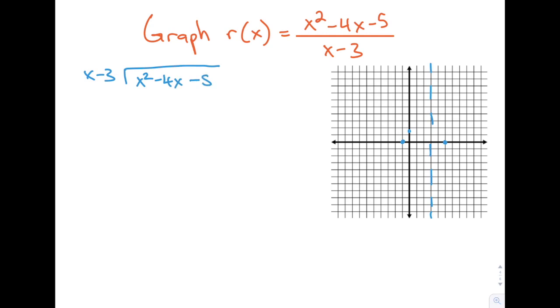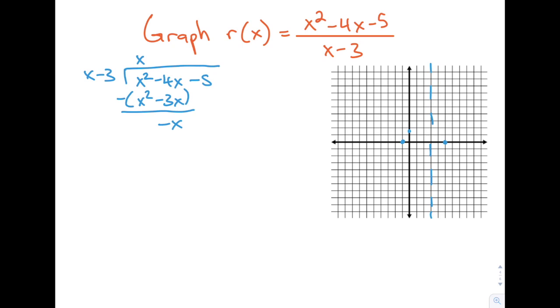So the first question is, what do we need to multiply x minus 3 by to get x squared? Right, we're looking at the lead term in each one of those. So we need to multiply x minus 3 by x to get a leading term of x squared. We subtract x squared minus 3x. So that gives us negative x.